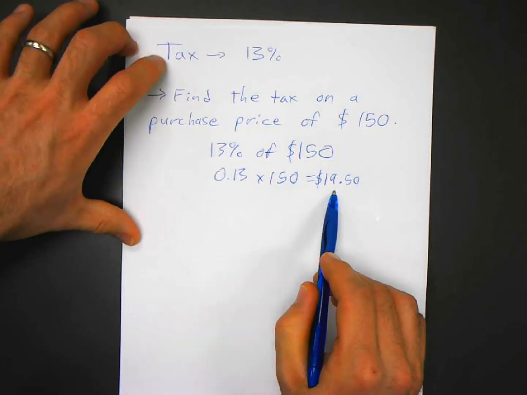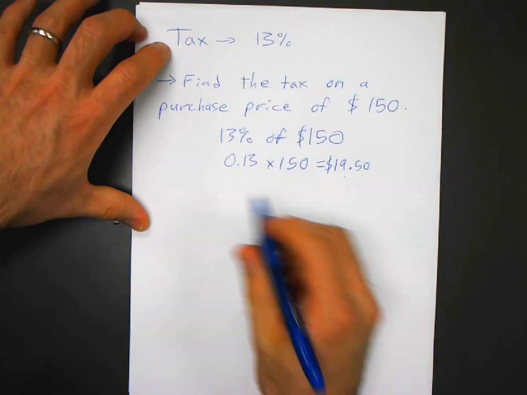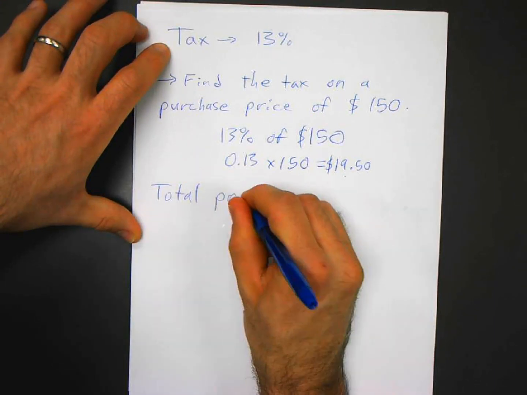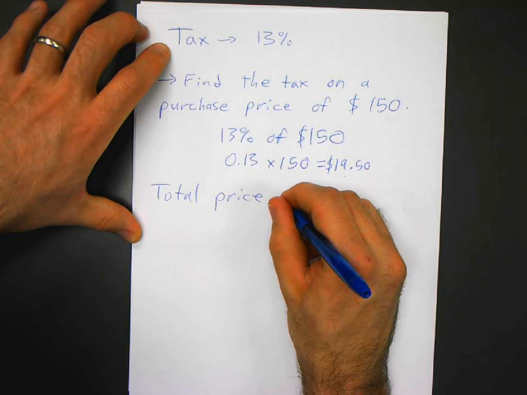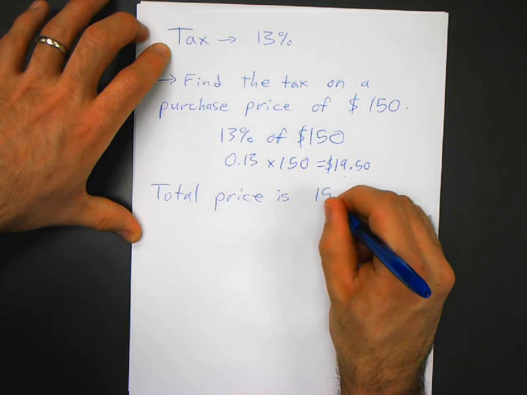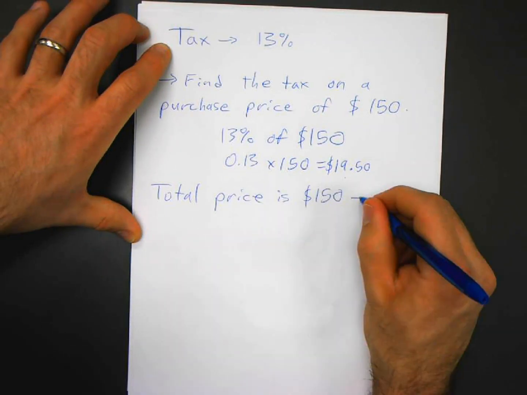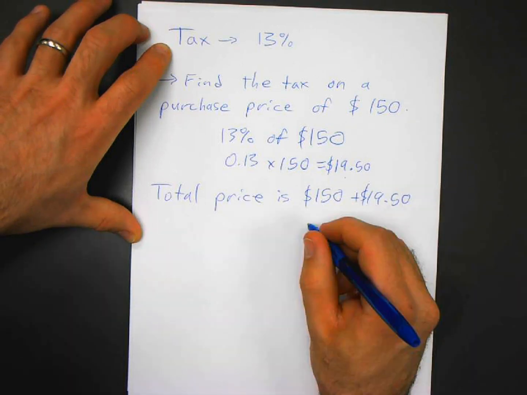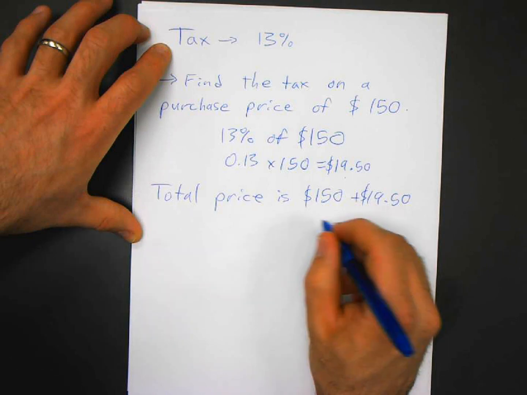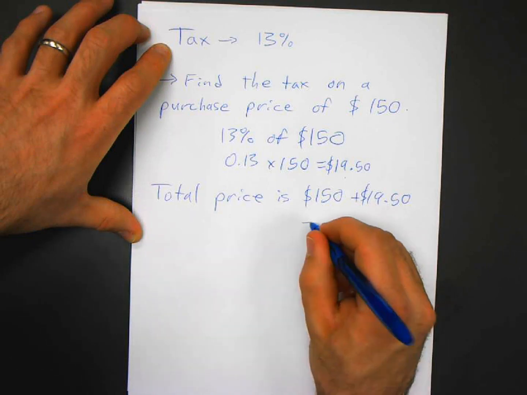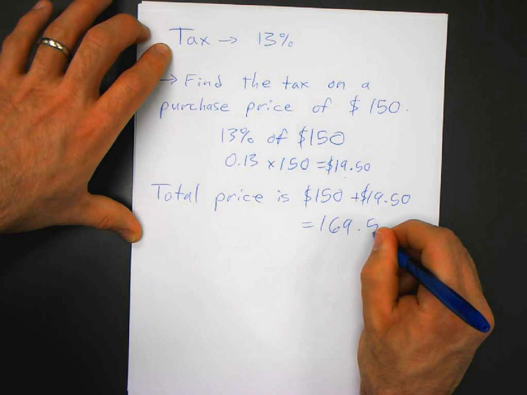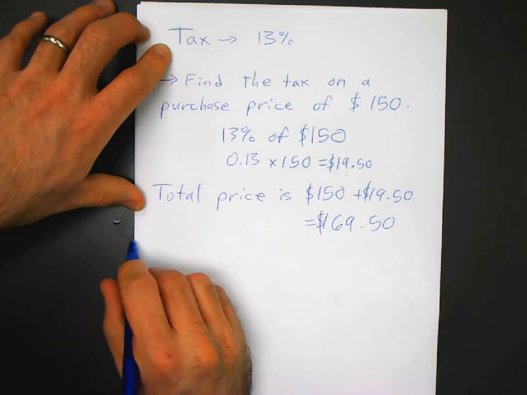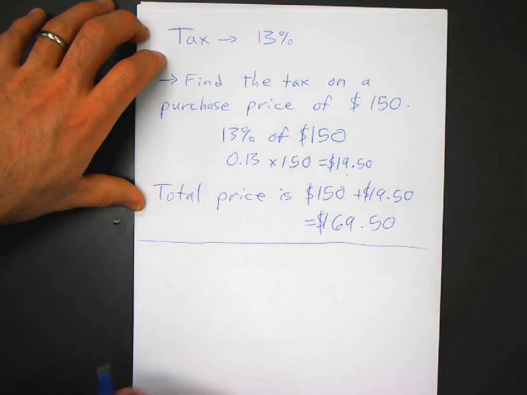So what we could do next is we could find the total price now. So the total price is $150 plus the $19.50, and you get $169.50. Okay. That's that.